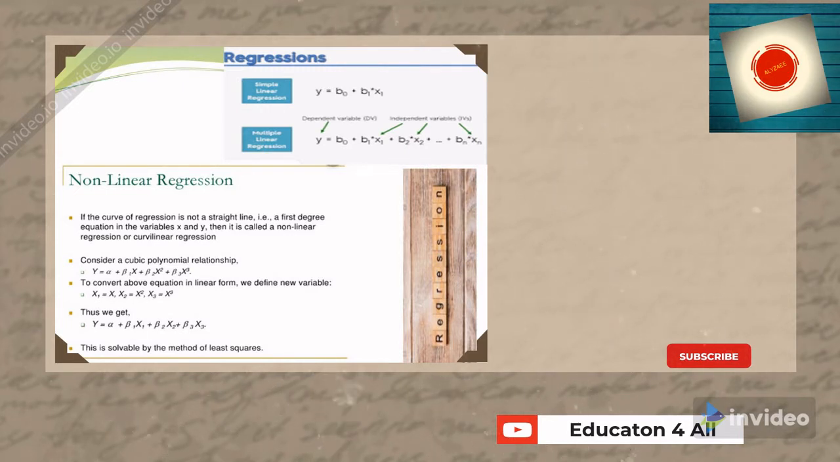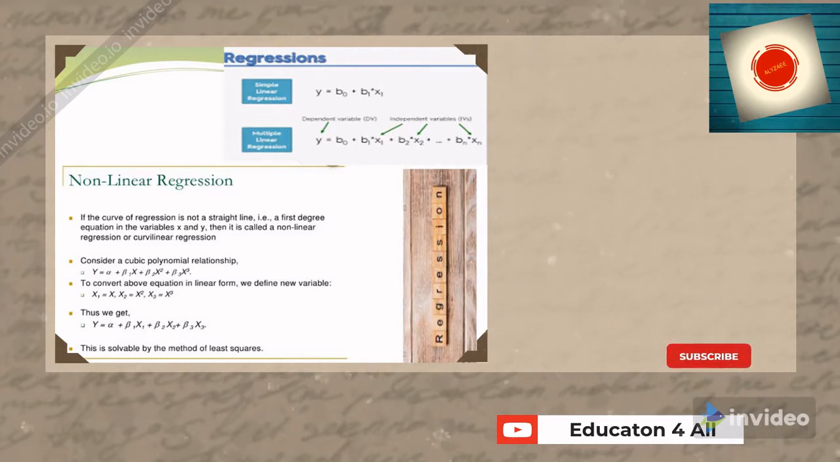Nonlinear regression, what it states: if the curve of a regression is not a straight line, the curve of the regression will not be a straight line. If the equation is first degree in the variables x and y, then it is called linear regression, otherwise curvilinear regression. So let us look at their equations. Consider a cubic polynomial relation. For this relationship an equation is used, and let us see how it is explained.